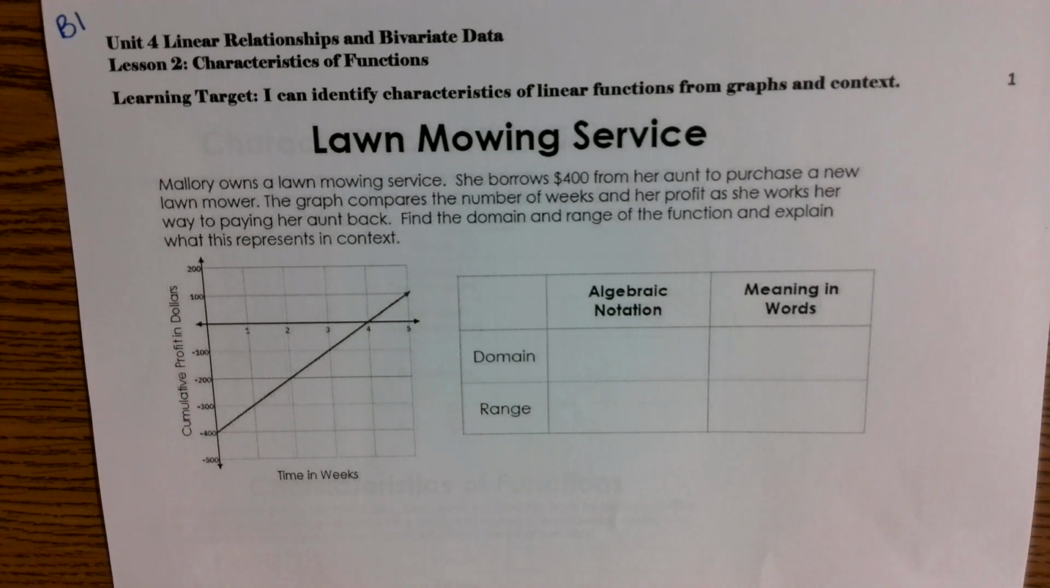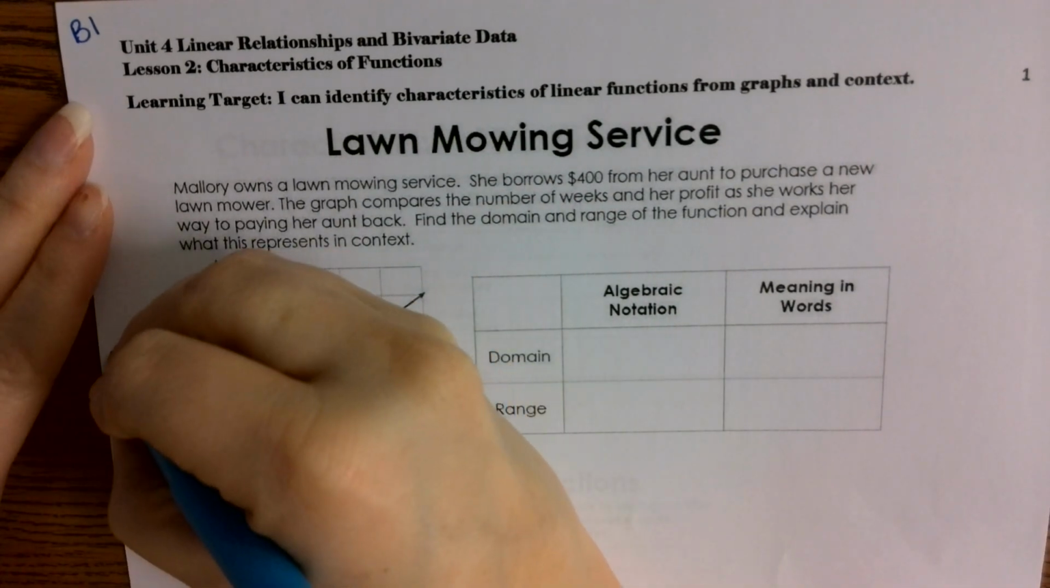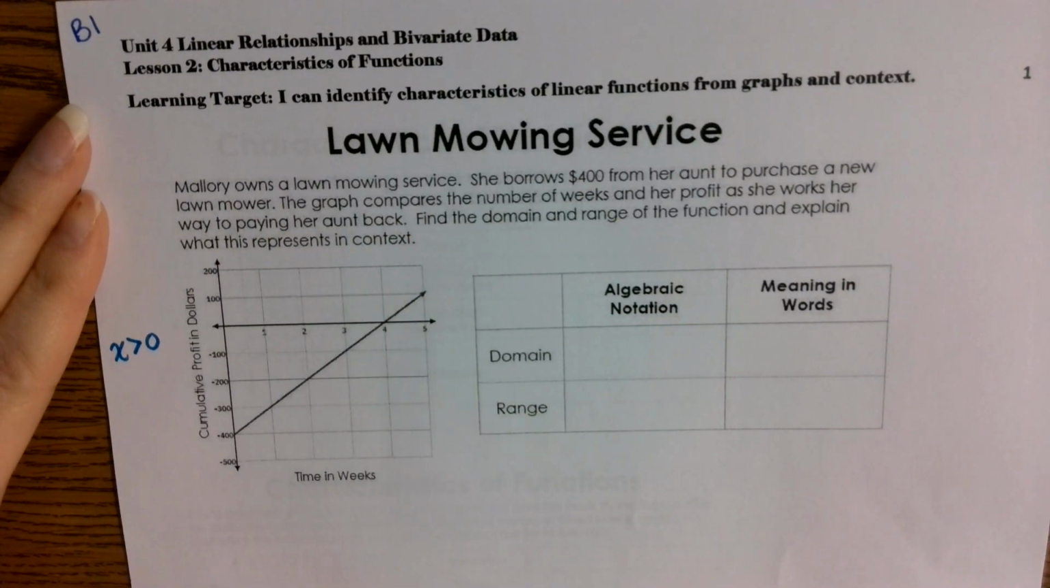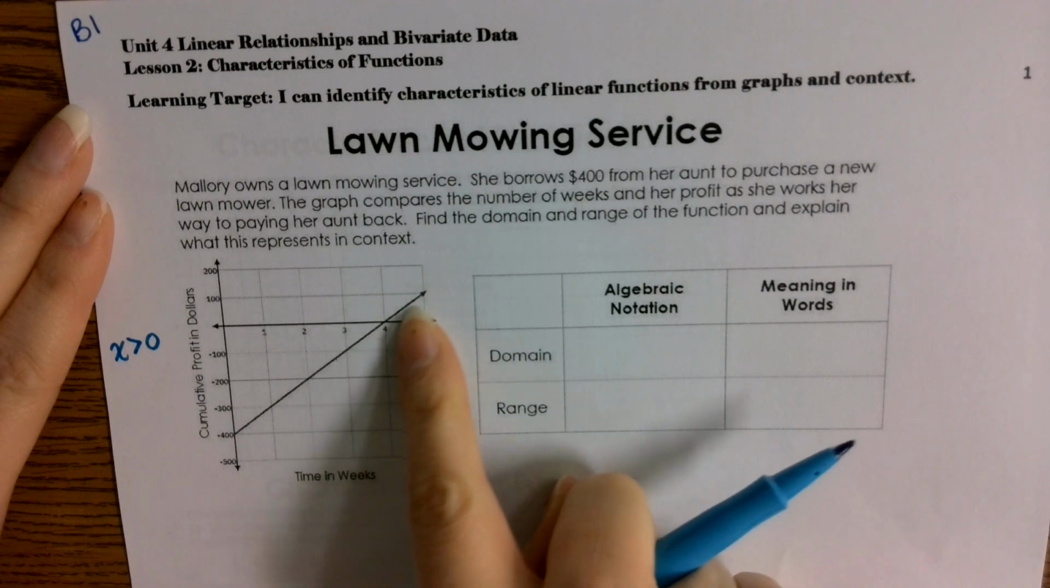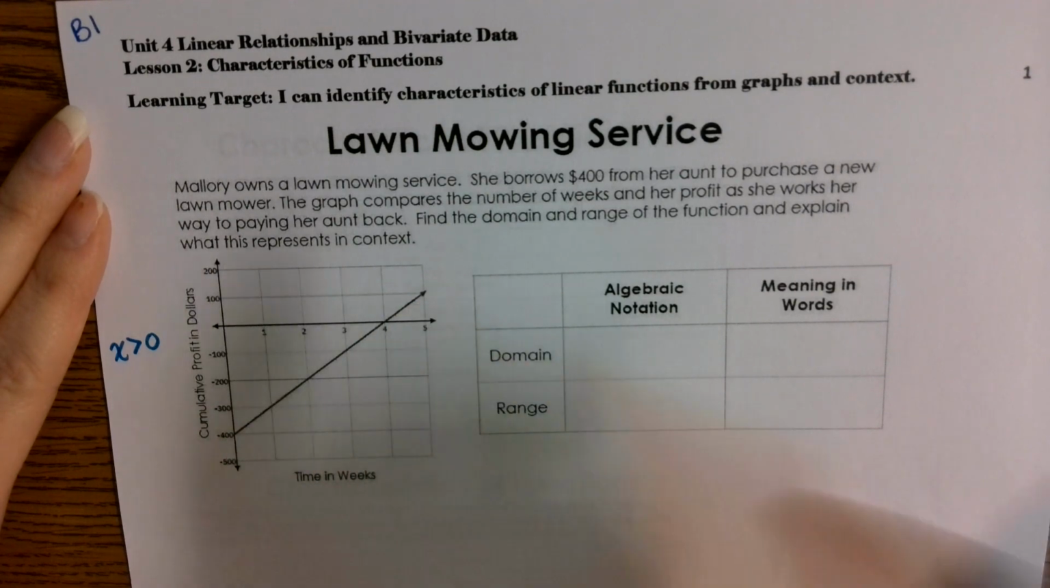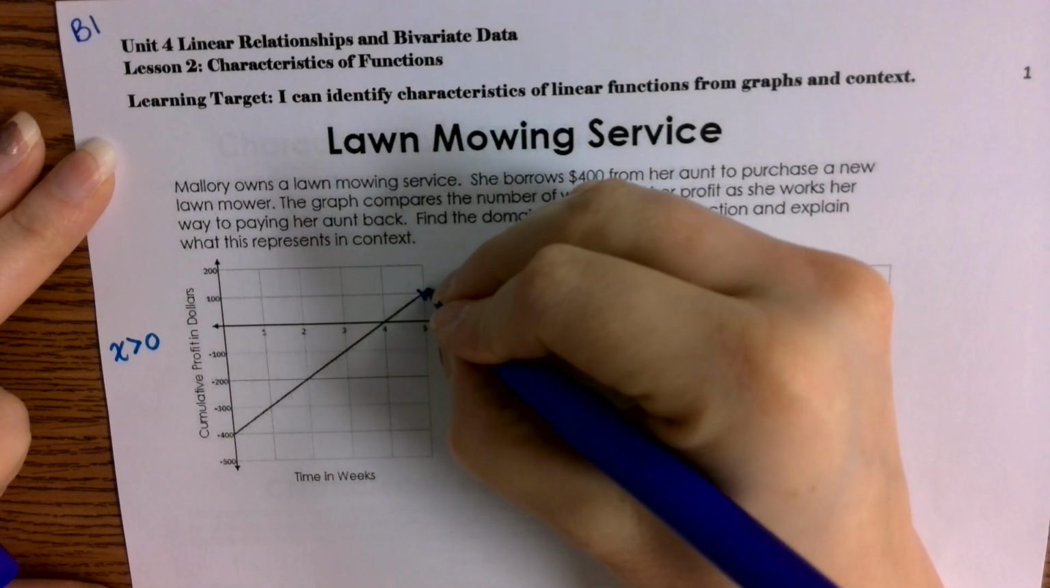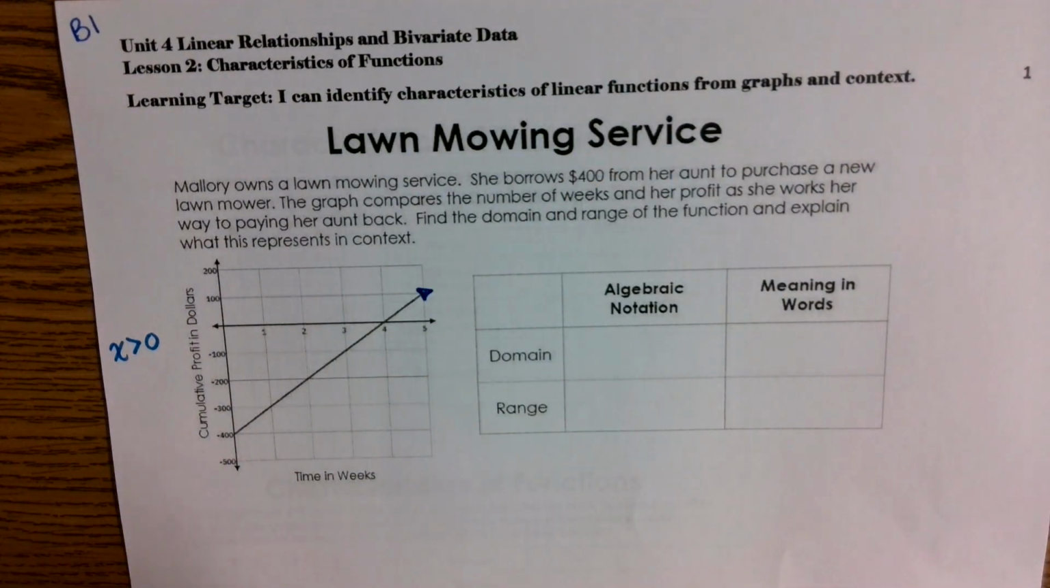So when we're looking at this, I know that my x is going to be greater than 0. Now notice that as my line goes on, I have an arrow at the end of my graph. What does that arrow mean is going to happen, Zach? It's going to keep going. Her profit's going to keep going up, and so is the number of weeks.